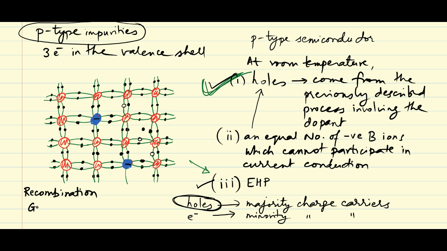So basically the recombination of electron hole pairs and the generation of electron hole pairs are opposite processes, they take place simultaneously, and at equilibrium the rate of generation of electron hole pairs equals the rate of recombination.